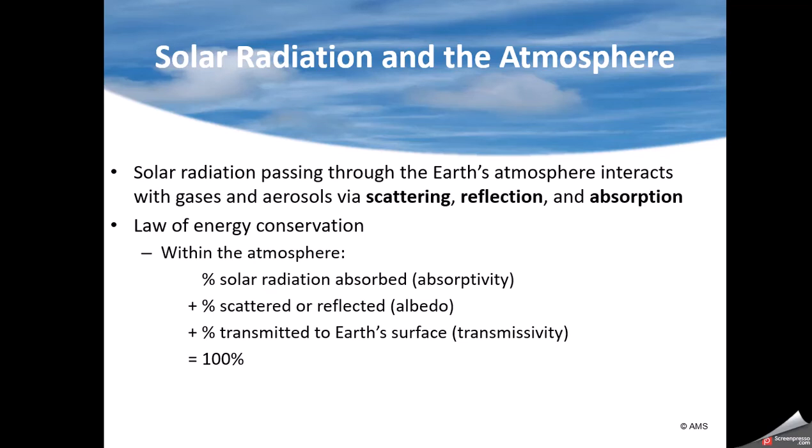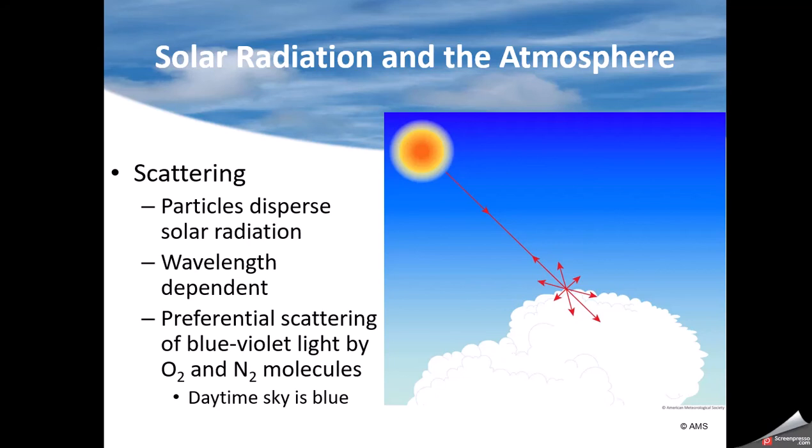So the atmosphere. Within the atmosphere, a certain part reflects radiation, some of it is absorbed, and some of it is transmitted into the Earth. So all of that adds up to 100%. Well, scattering, what is that? Well, the reason we see a blue sky is there's scattering from oxygen and nitrogen molecules. That scattering causes basically the blue-violet light to be what you see. It's a preferential scattering by those molecules.